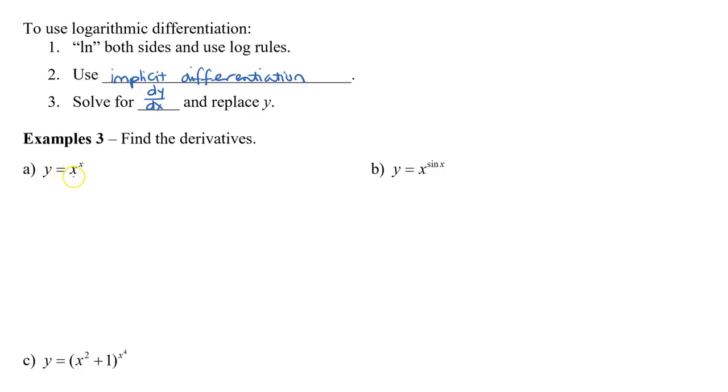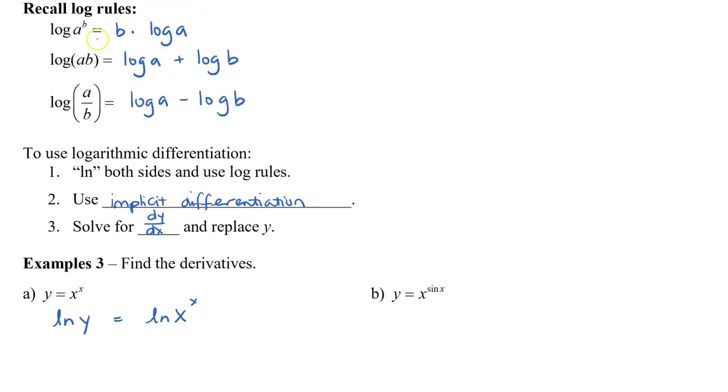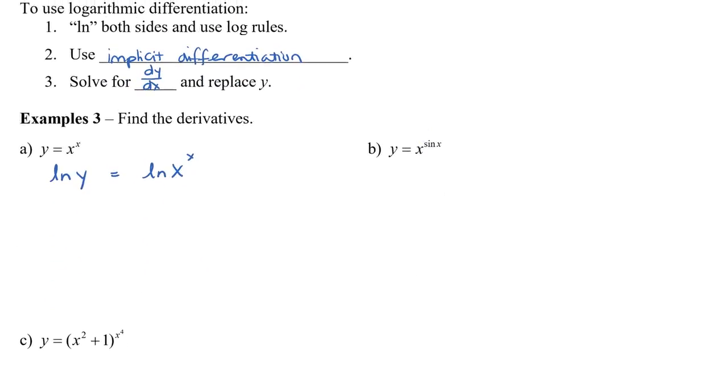So we have y equals x to the power of x. Our first step is to take the natural log of both sides. So we have the natural log of y equals the natural log of x to the x. Now I'm going to use that first power rule and take that exponent, which is my x here, the b, and move it to the front. So now I have the natural log of y equals x times the natural log of x. Okay, so this was step 1.